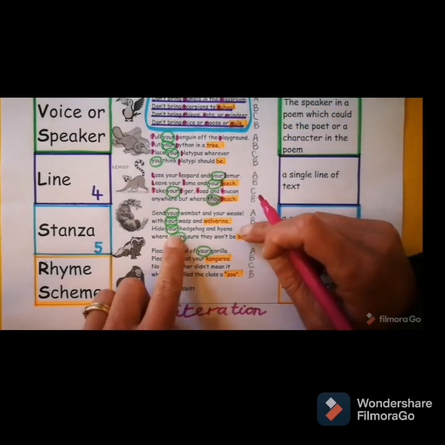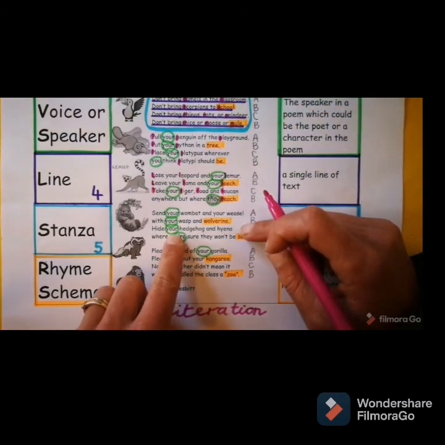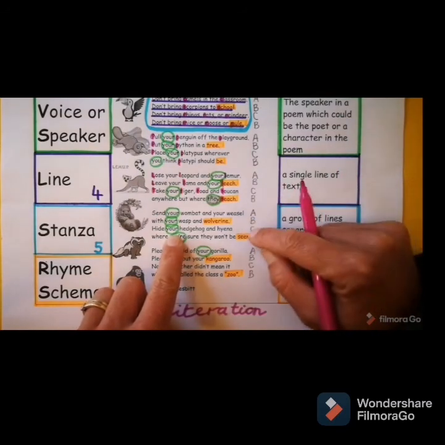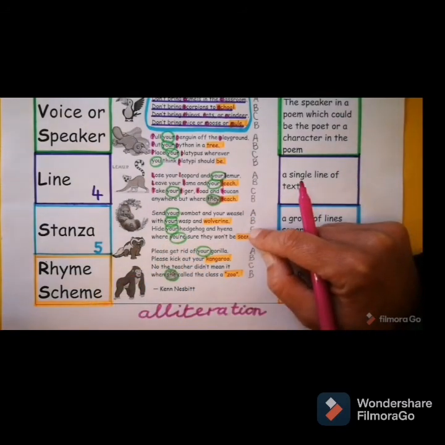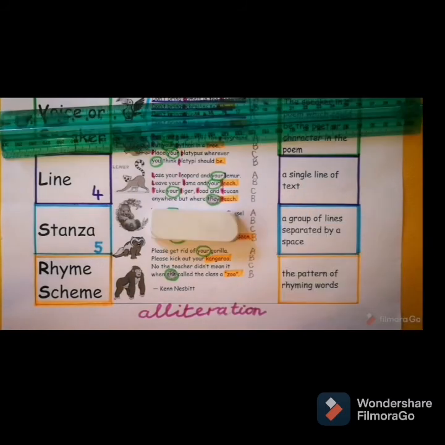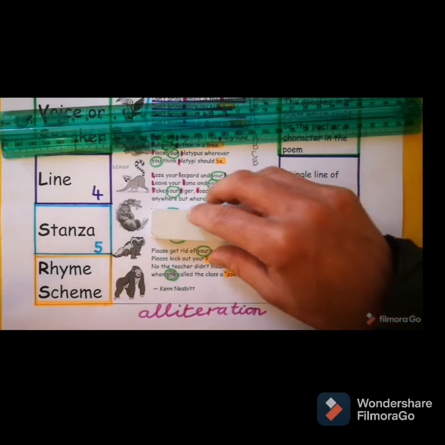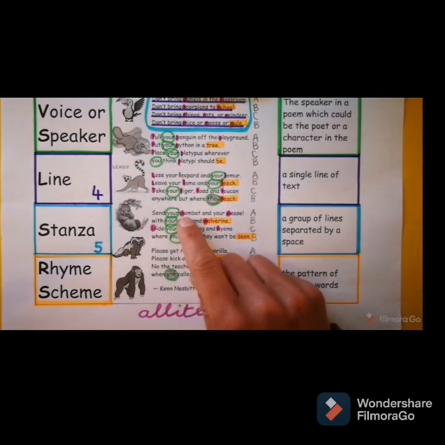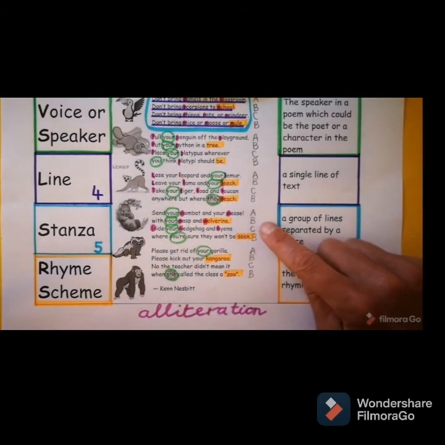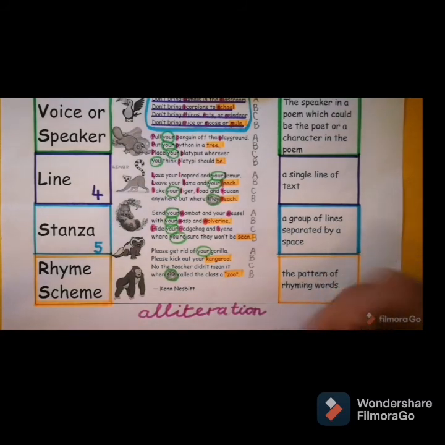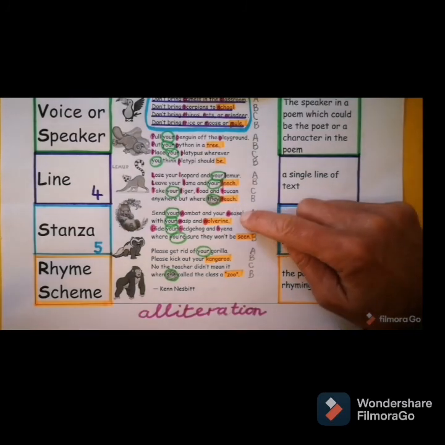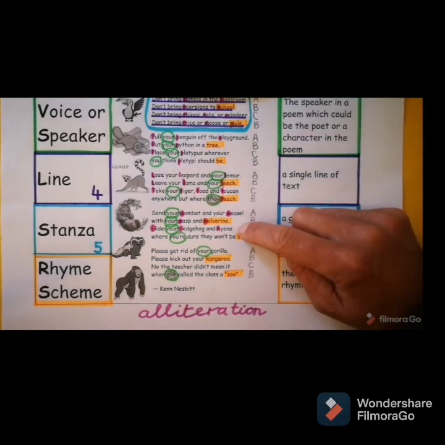In the fourth stanza, please find the alliteration. I'm going to pause the video to give you a chance to find the alliteration. Let's go. Are you ready? I'm hiding the alliteration underneath my eraser. Are you ready? There it is. Send your wombat and your weasel with your wasp and wolverine. Hide your hedgehog and hyena where you're sure they won't be seen. Can you feel the rhythm that he's creating by using repeated letters? So there he used W and H.